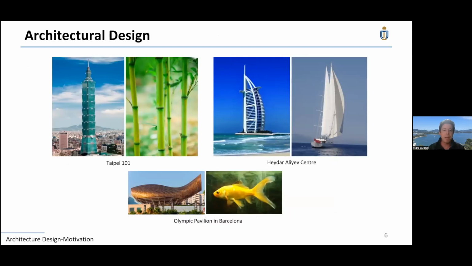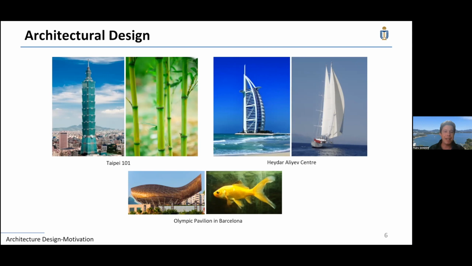So to better motivate what I'm going to talk about, let's first take a look at some of these real life buildings that were mainly inspired by non-architectural shapes. And you probably can recognize some of them, if not all of them, right? At least two, I'd say, you can probably recognize. On the top left is the famous Taipei 101 building, which is inspired by bamboo shape, right? So you can see there.